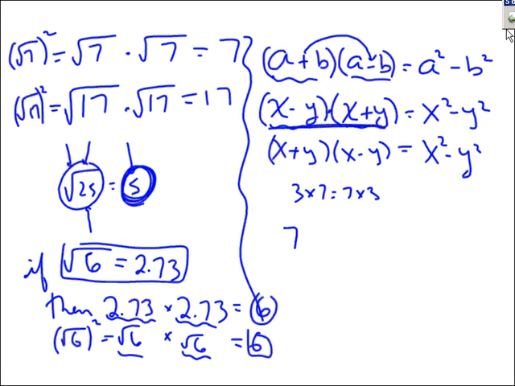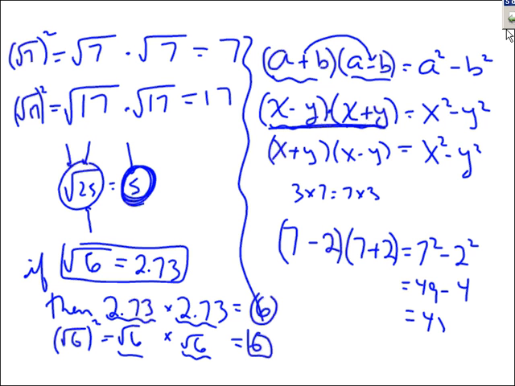If somebody asks you, what is 7 minus 2 times 7 plus 2? You can say, oh, they're conjugates. It's 7 squared minus 2 squared. It's 45. Of course, you can say this is 5 and this is 9, and 5 times 9 is 45. But here's another way of doing it.